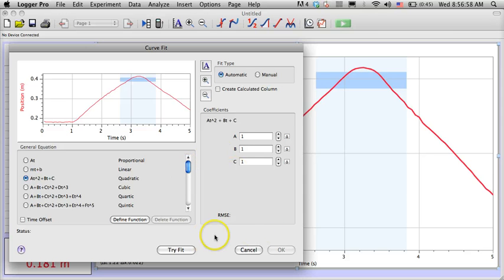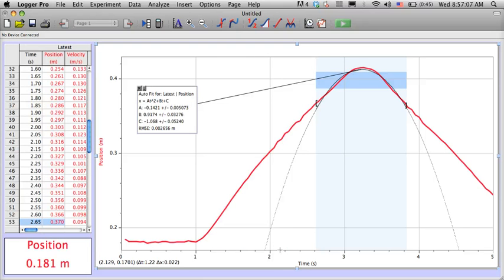We're going to have it try this out. And as you can see, it matches quite nicely on that. So we're going to hit OK. Now it shows that curve that we think matches that function on the graph and gives us the equation for it in the exact same way that it did for the linear equation. And using this, you can find the equation for any part of your graph.